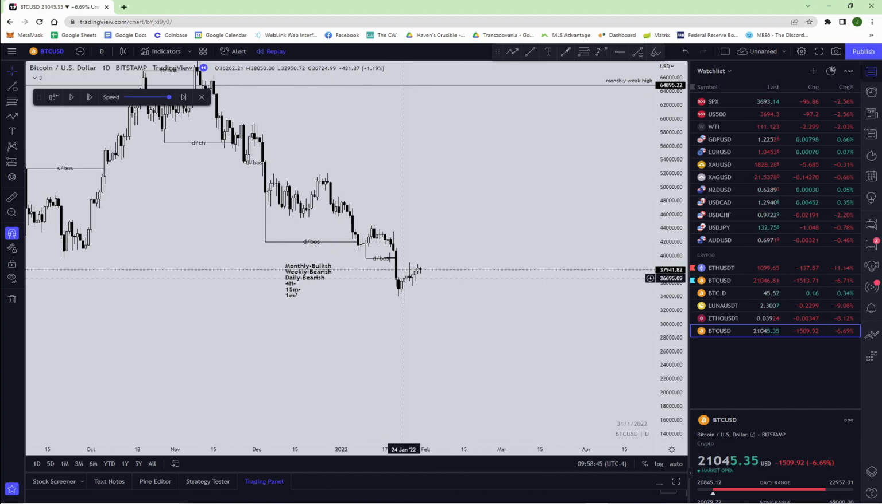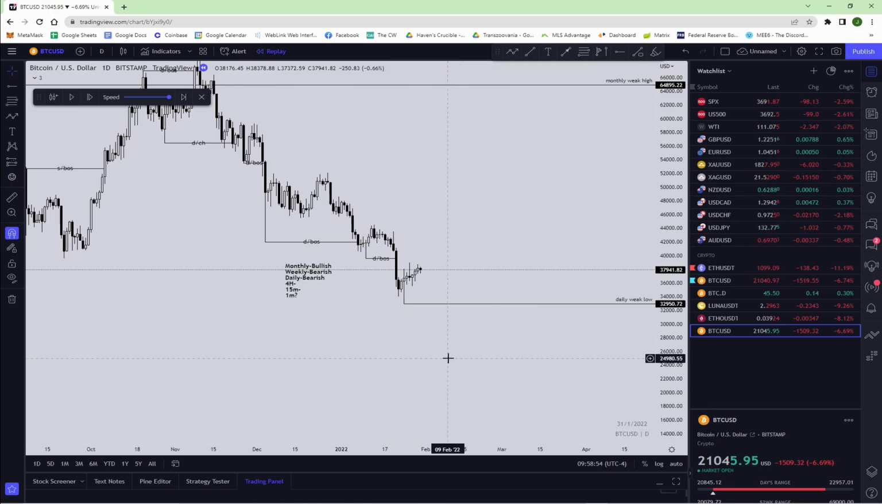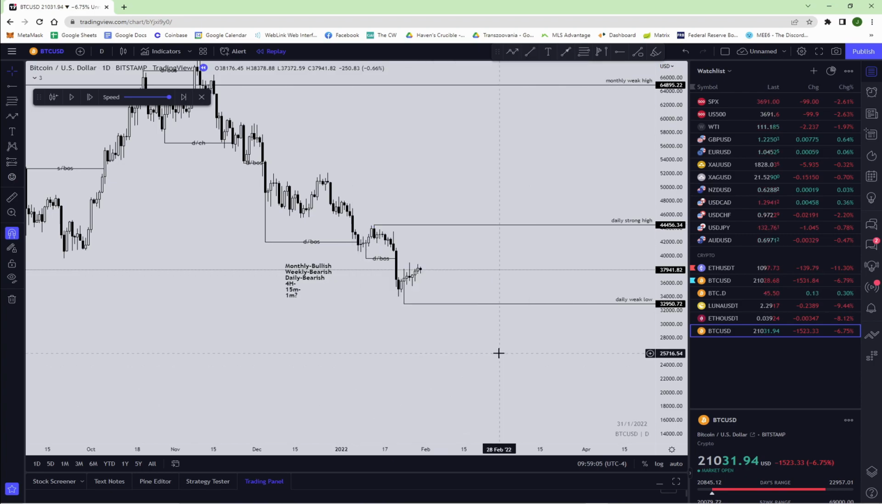But we don't know that as the chart is developing, right? We don't know that. So we have a new low right here. Daily weak low. The idea is that this level will get broken. The idea is that this strong high will not get broken. Gotta use my templates, save myself some time.